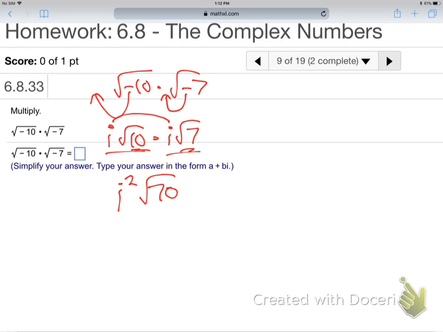Can we simplify that root 70? Nah. You can break it down if you want to, 7 times 10, 2 times 5, but there's no pairs in there. So there's not 2 of anything. It's not going anywhere. Just stays root 70. Anyway, what about i squared? Any thoughts on i squared? Oh, negative times negative is positive.